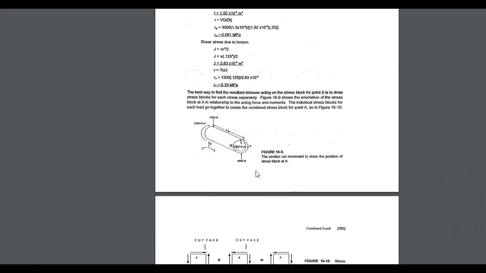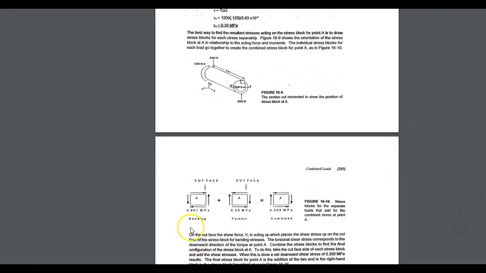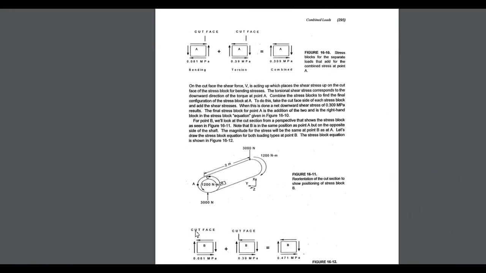All right, but it's the same idea. We just add them together if they're in the same direction, and subtract one from the other if they're in opposite directions, to come up with a sigma total and a tau total.